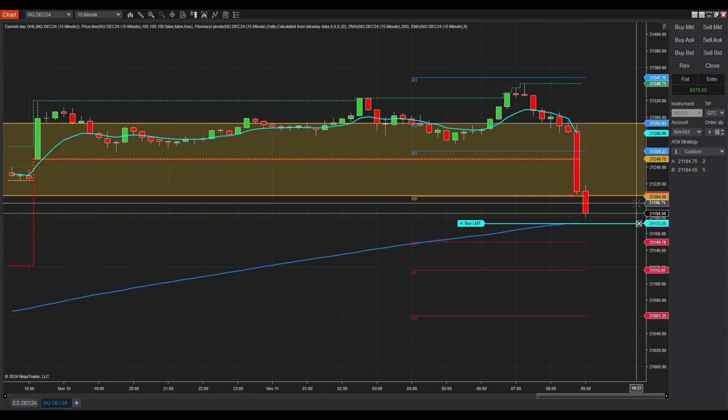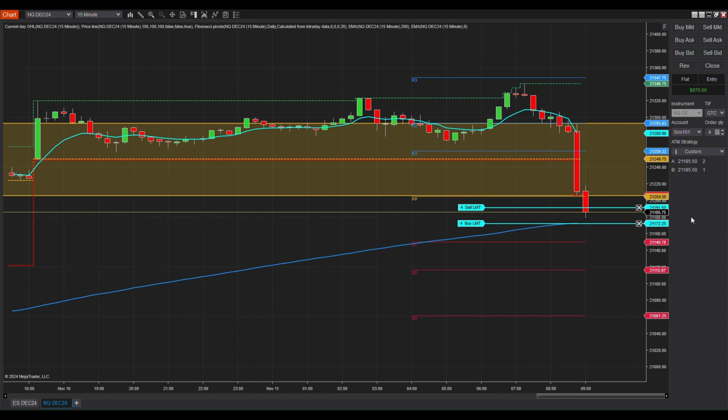We're not done going down. I'm just taking pullbacks on this. Order submitted. I've got a buy here right at the 200, a sell here. Just taking 10 ticks out of the market. So you can see.